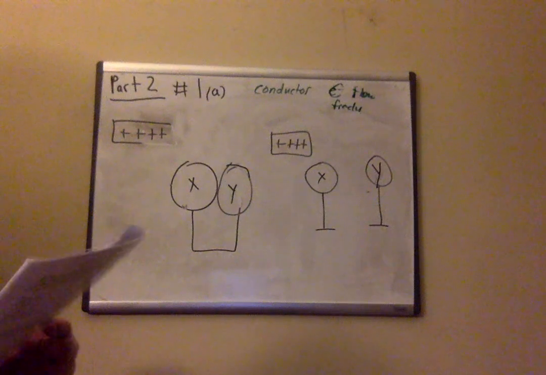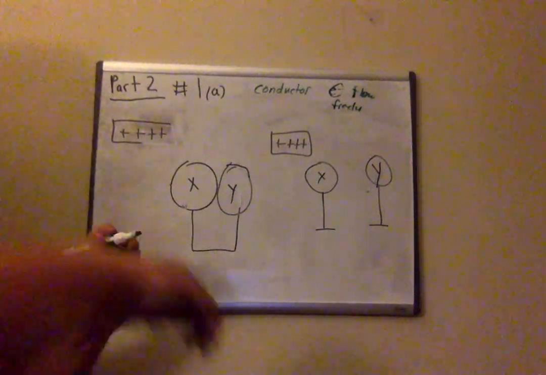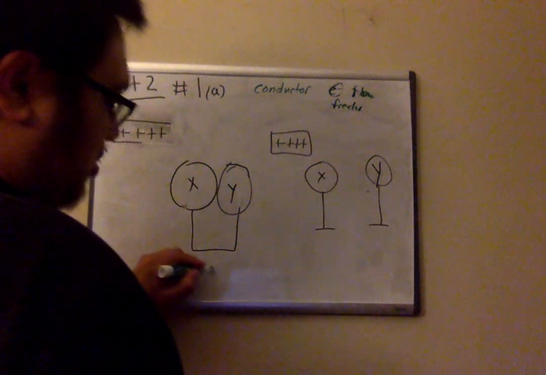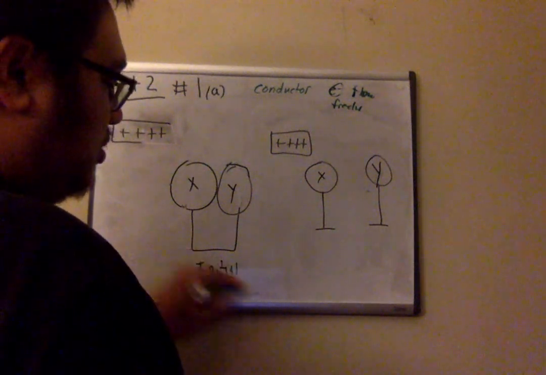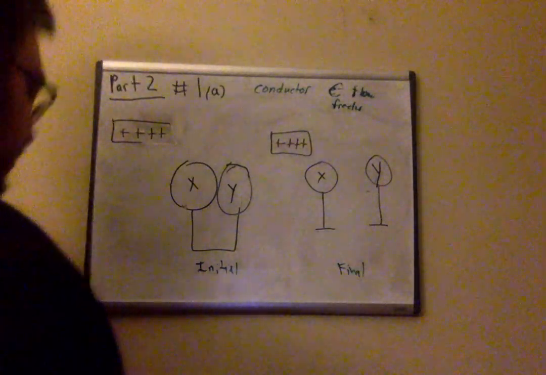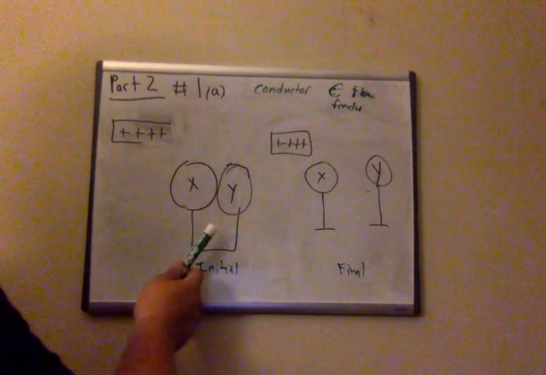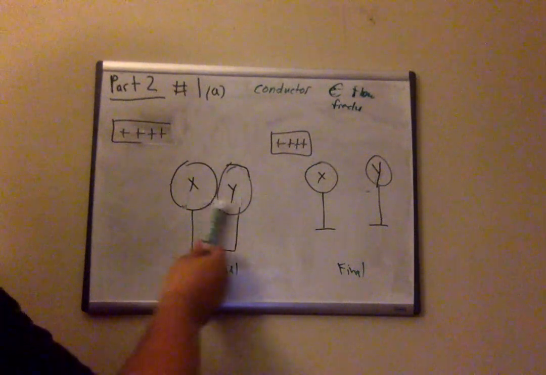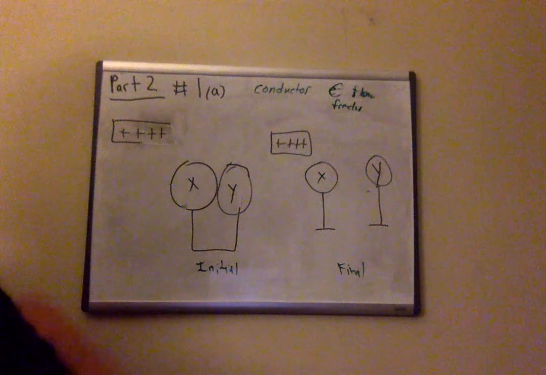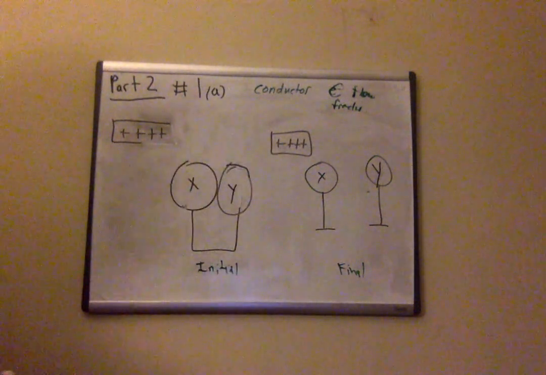So for part A, what are the final charges of X and Y? If we take a look, this is the initial, and here's the final where they're separated. Well, the thing to think about is it tells us something really important, that these two spheres are made of metal. And what do we know about metals? They're conductors.